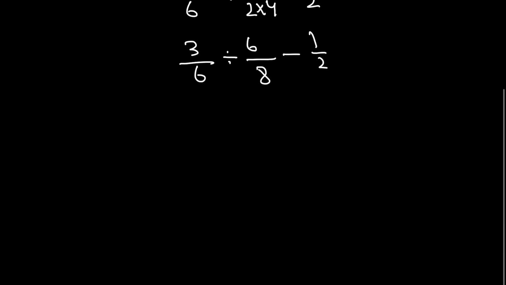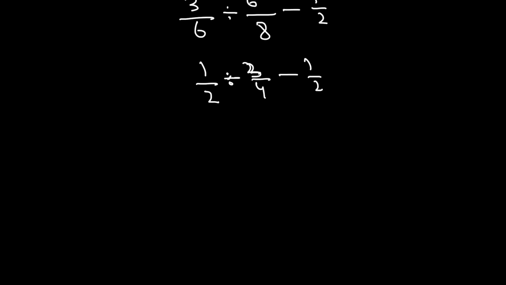In this situation first we simplify the division. 3 over 6, we simplify this: 3 over 6 means 1 over 2, divided by 6 over 8, which means 3 over 4, minus 1 over 2. And now we simplify the first division. Division is changed into multiplication, and the following term becomes its reciprocal, 4 over 3, minus 1 over 2.